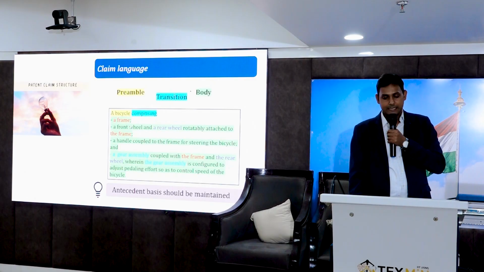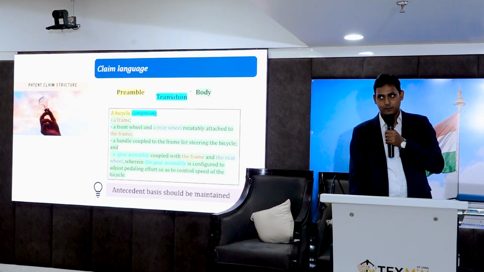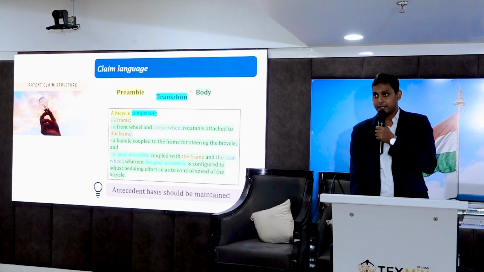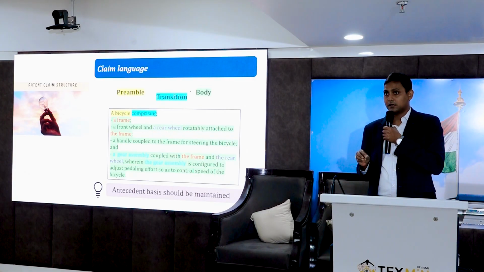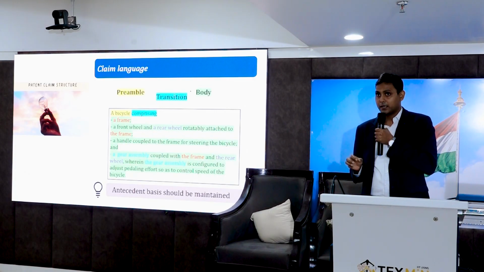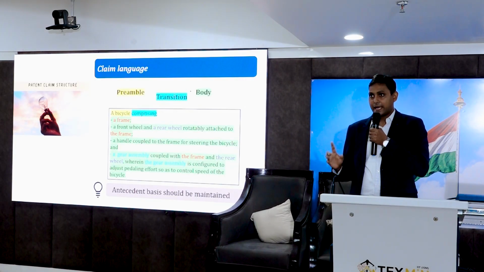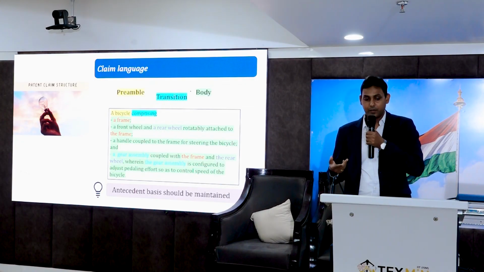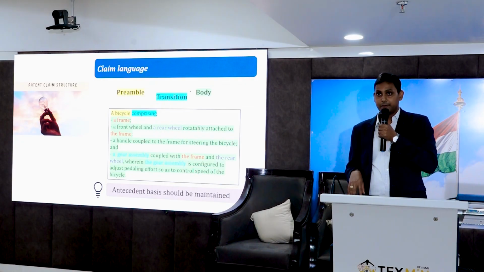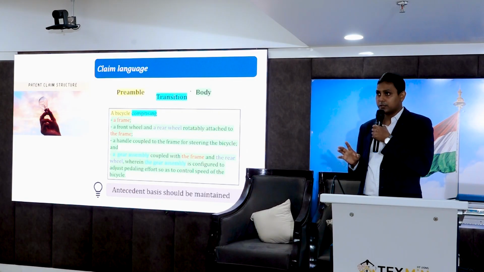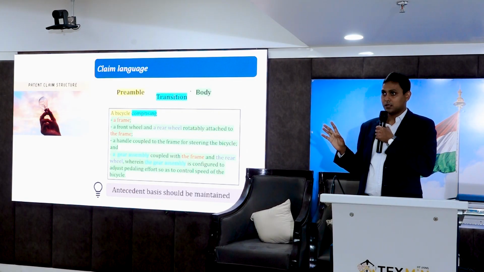Antecedent basis means, see here I have given a frame in the red mark, right? And then when I'm using that in the second line, I have used the frame. Correct? So this is called antecedent basis. That means when you are writing any component for the first time, you have to use a or an. And for the subsequent time, you have to write the. So the antecedent basis must be maintained throughout your claim as well as in the description also.